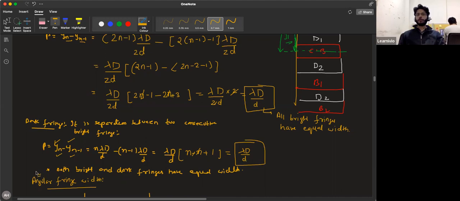Is it clear up to this, dark fringes, everyone? If you have doubts, we can discuss it. Anshika, Alia, Yashika, Noha. Doubts?